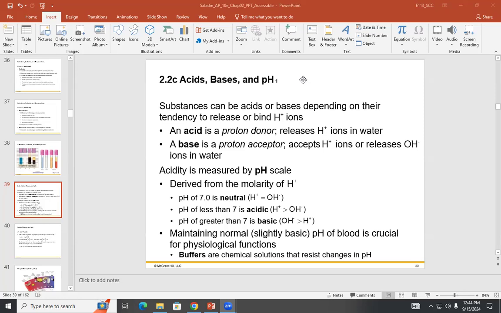So on the pH scale, 1 is the most acidic. That's hydrochloric acid, that's in your stomach. 15 is the most basic. That's NaOH, sodium hydroxide. 7 is neutral. Okay? 7 is neutral. 1, 2, 3, 4, 5, 6, 7, 8, 9, 10, 11, 12, 13, 14, 15. Okay, so what does that mean?